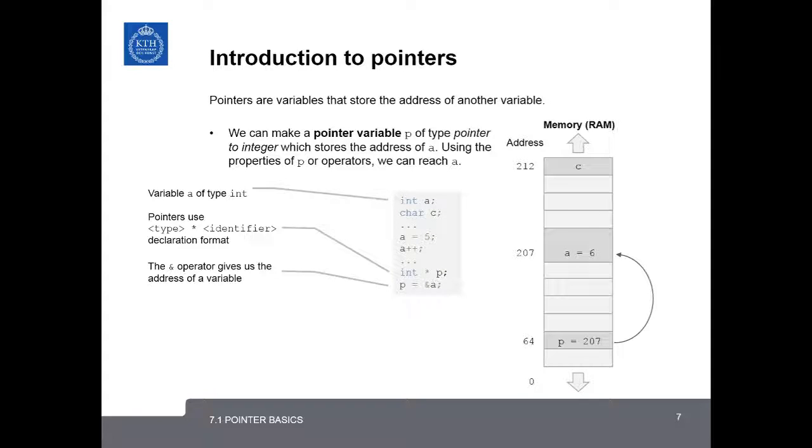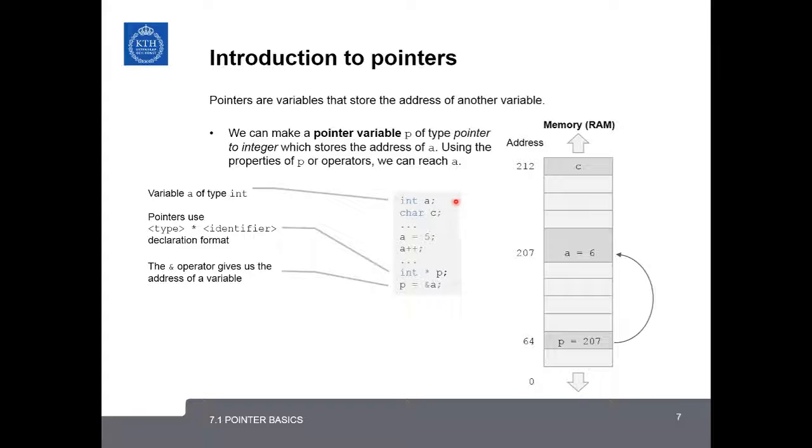Pointers are a special type of variable that stores the address of another variable. In this example, we make a pointer variable p of type pointer to integer, which stores the address of the integer a which we declared previously. Using the properties of p or other operators, we can then reach a.